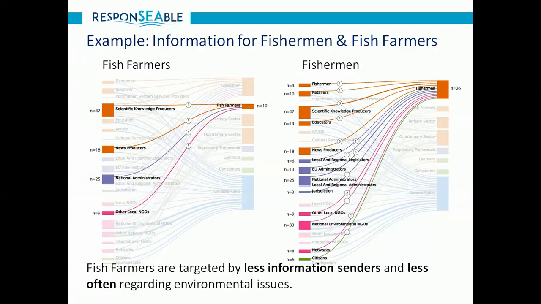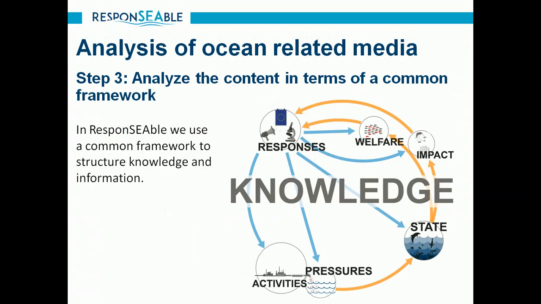Here we see, as an example, information flows targeting fish farmers, which is the graph on the left-hand side, and fishermen, the graph on the right-hand side. Fish farmers are targeted by fewer information senders and less often regarding environmental issues. And this type of graph can give an immediate overlook of how much information and how many senders are targeting a group.